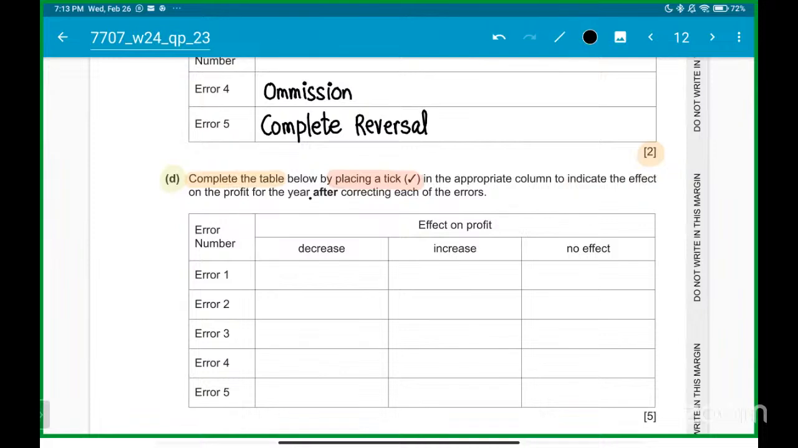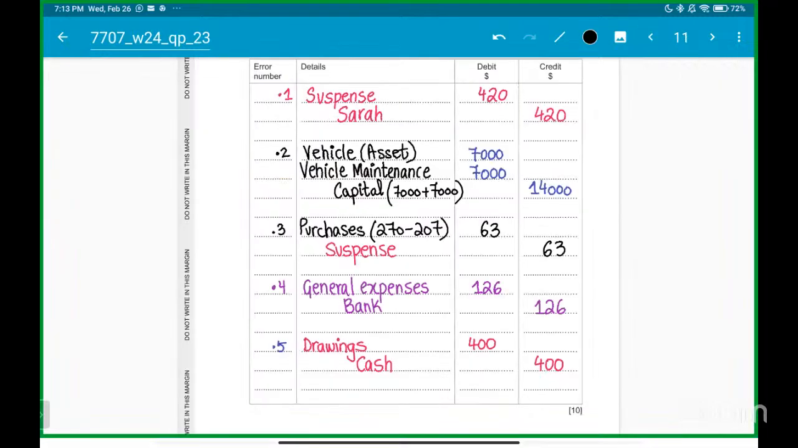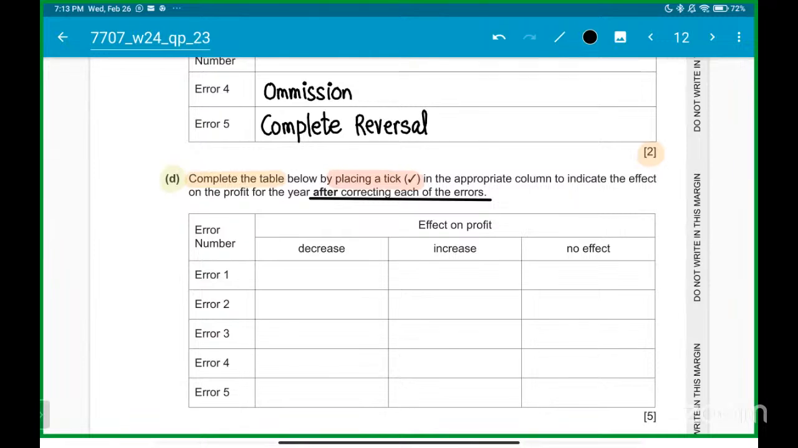Be careful about it. Once we have done the correction of the errors, you have to place a tick for error number 1, whether it will increase the profit, decrease the profit, or have no effect. We have to talk about this for all these errors, 1, 2, 3, 4, 5: whether it will increase the profit, decrease the profit, or there will be no effect.